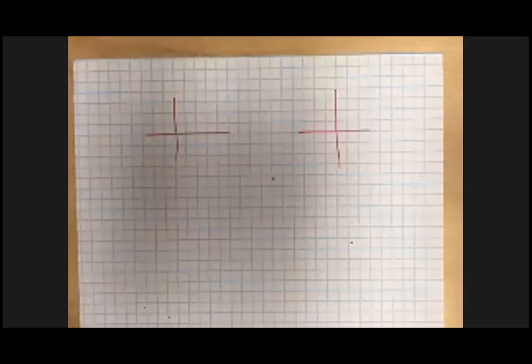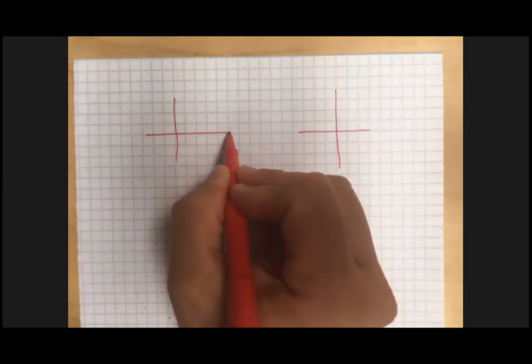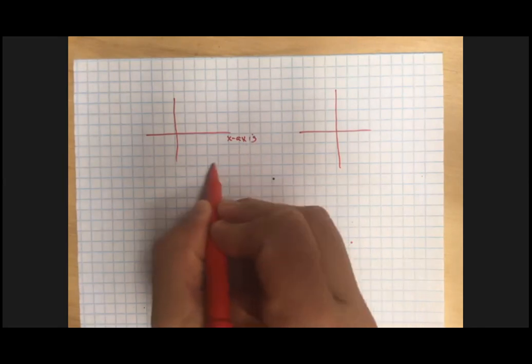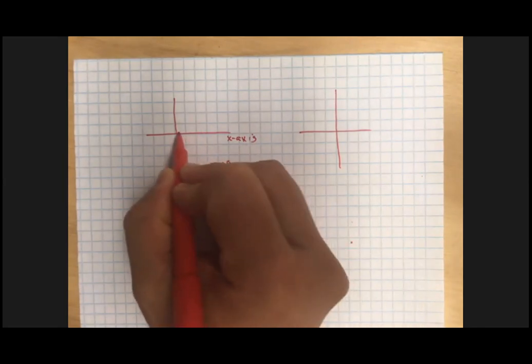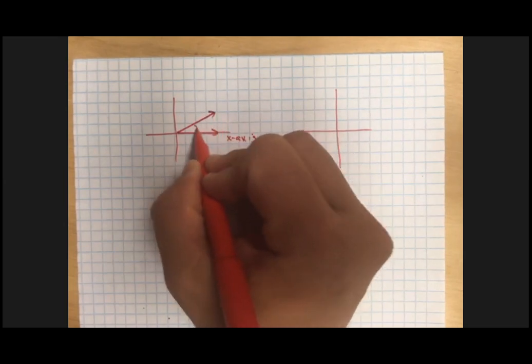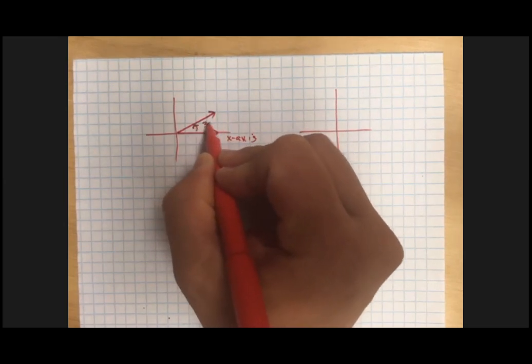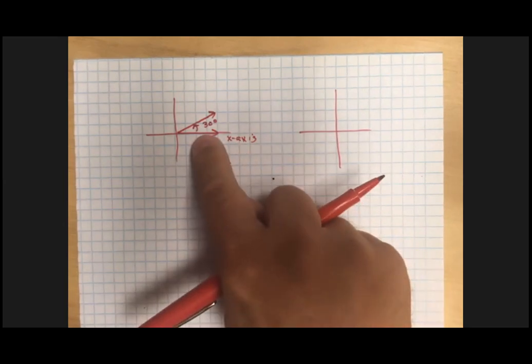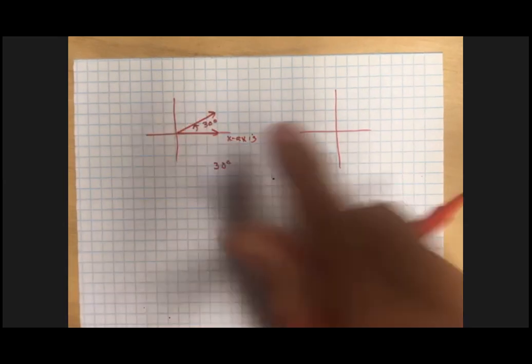So let me pop back to there. This is the x-axis. If I say 30 degrees, I mean 30 degrees from the positive x-axis. And that's called a positive angle. When you go counterclockwise, it's called a positive angle.